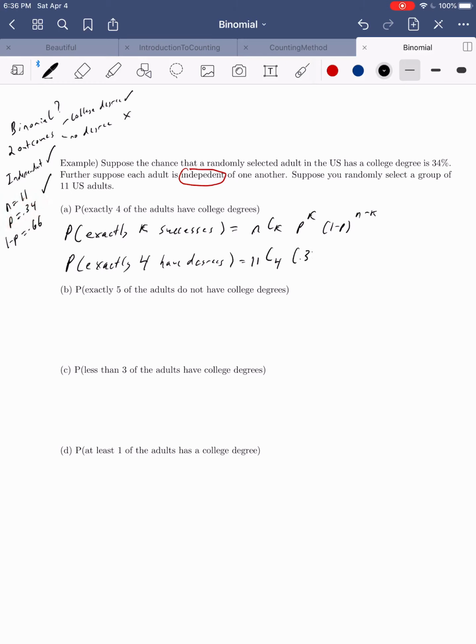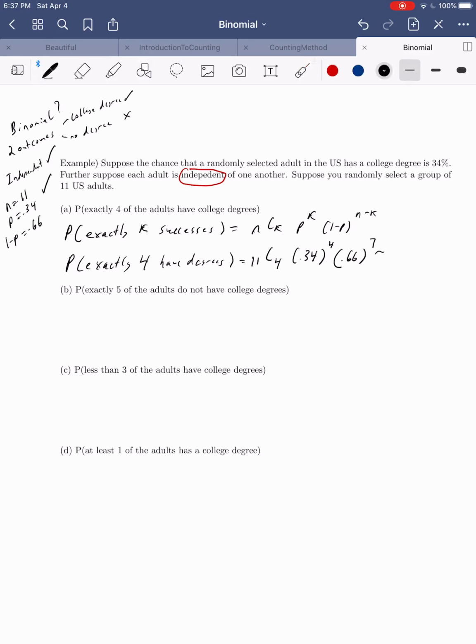So we're going to do 0.34 to the number of successes, which we said we want 4 of them to have degrees, so to the 4th power. Then the probability of failure, which is 0.66, to the number of failures. Well, if we want 4 of them to have degrees, and we have 11 people, that means that 7 of them, all those remaining people, must not have degrees. And if you think about it, that 4 plus 7 gives us the 11 overall.